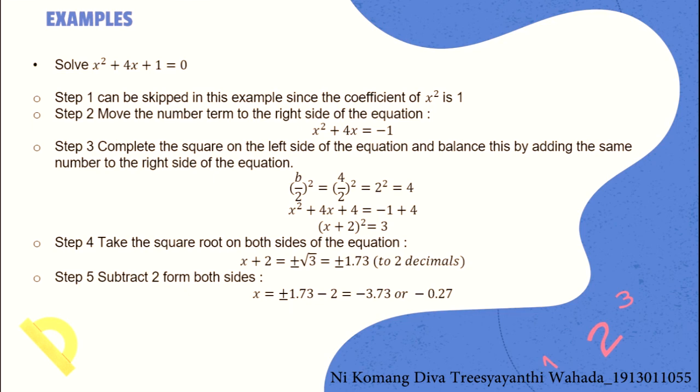Subtract 2 from both sides. x is equal to plus or minus 1.73 minus 2, which is equal to minus 3.73 or minus 0.27.